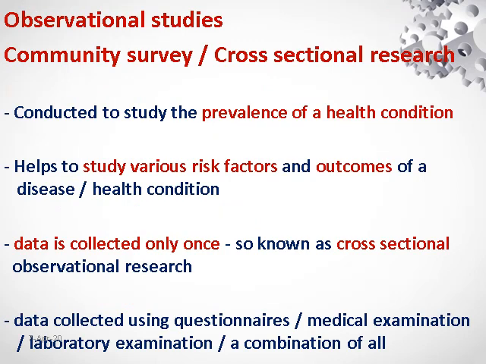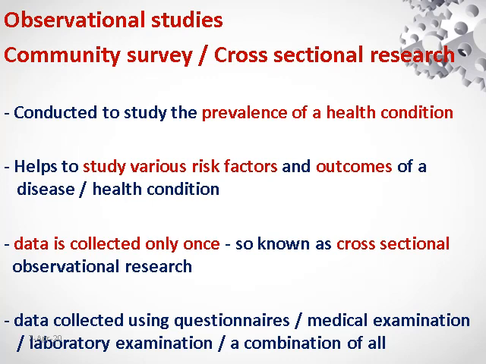The most common observational study is the community survey or cross-sectional research. It is conducted to study the prevalence of a health condition. Prevalence means, if you are going to a village and want to study the prevalence of diabetes, how many people are diabetic out of the total. That's the prevalence of a health condition, which can be studied using community survey or cross-sectional research.